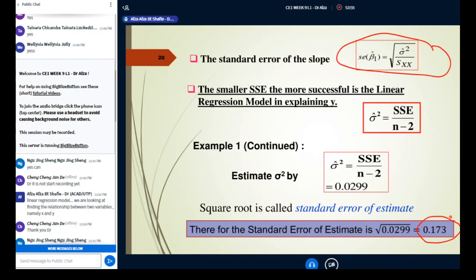Do we use the equation of the standard error of the slope? Yes, we do. This equation. What do you mean by do you use the equation of the standard error of the slope? I don't get you.